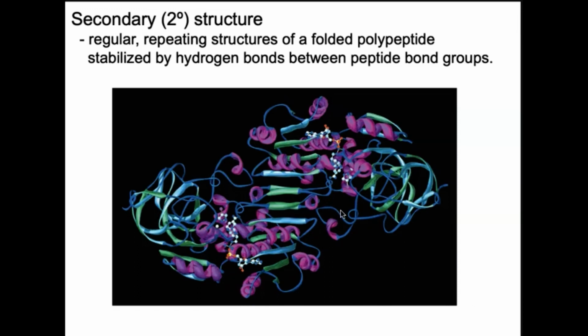So we're talking about interactions just between the carbon-nitrogen backbone, not involving the R groups at all at this point. And that's what forms that secondary structure. So these are regular repeated structures. There are two different types of secondary structures.